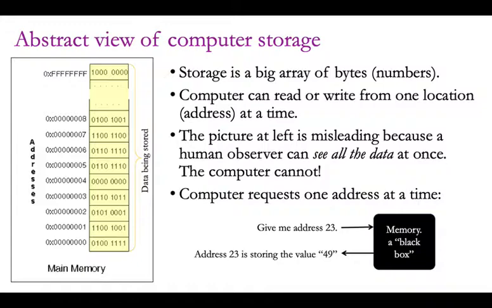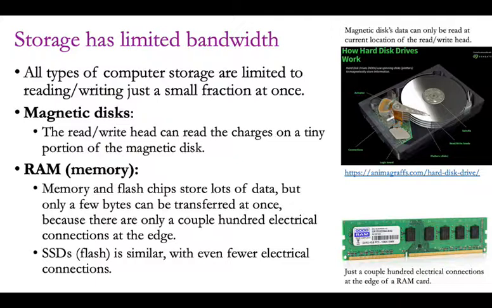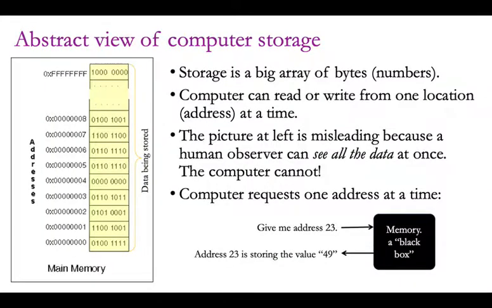but the computer can only read or write from one location or address at a time. So that's kind of what I was saying before in this physical view, where with a magnetic disk, you only have this little needle sharp read head at one location at a time, and similarly you can only transfer one chunk of data across those electrical pins at a time. So although as a human we can look at this and see that there's a lot of data in there and we can read all the data from the picture, the computer can't see all the data at once.